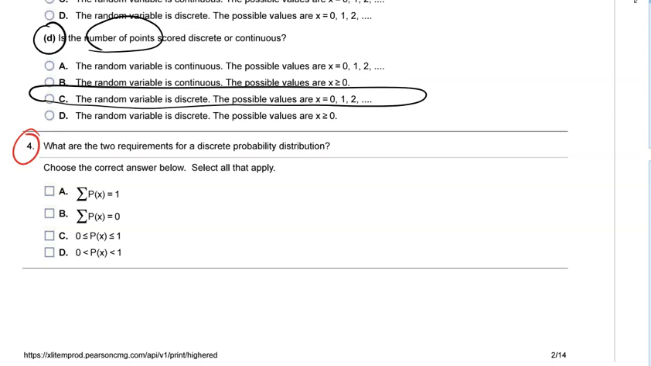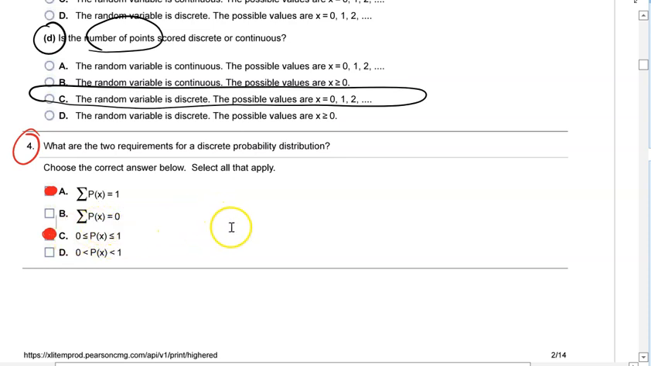What are the two requirements for the discrete probability distribution? The sum of the probabilities must be 1. That's the first requirement, which is A. Another requirement is that each probability has to be between 0 and 1 inclusive. Remember, it's less than or equal to, so it could be equal to 1 or it could be equal to 0.